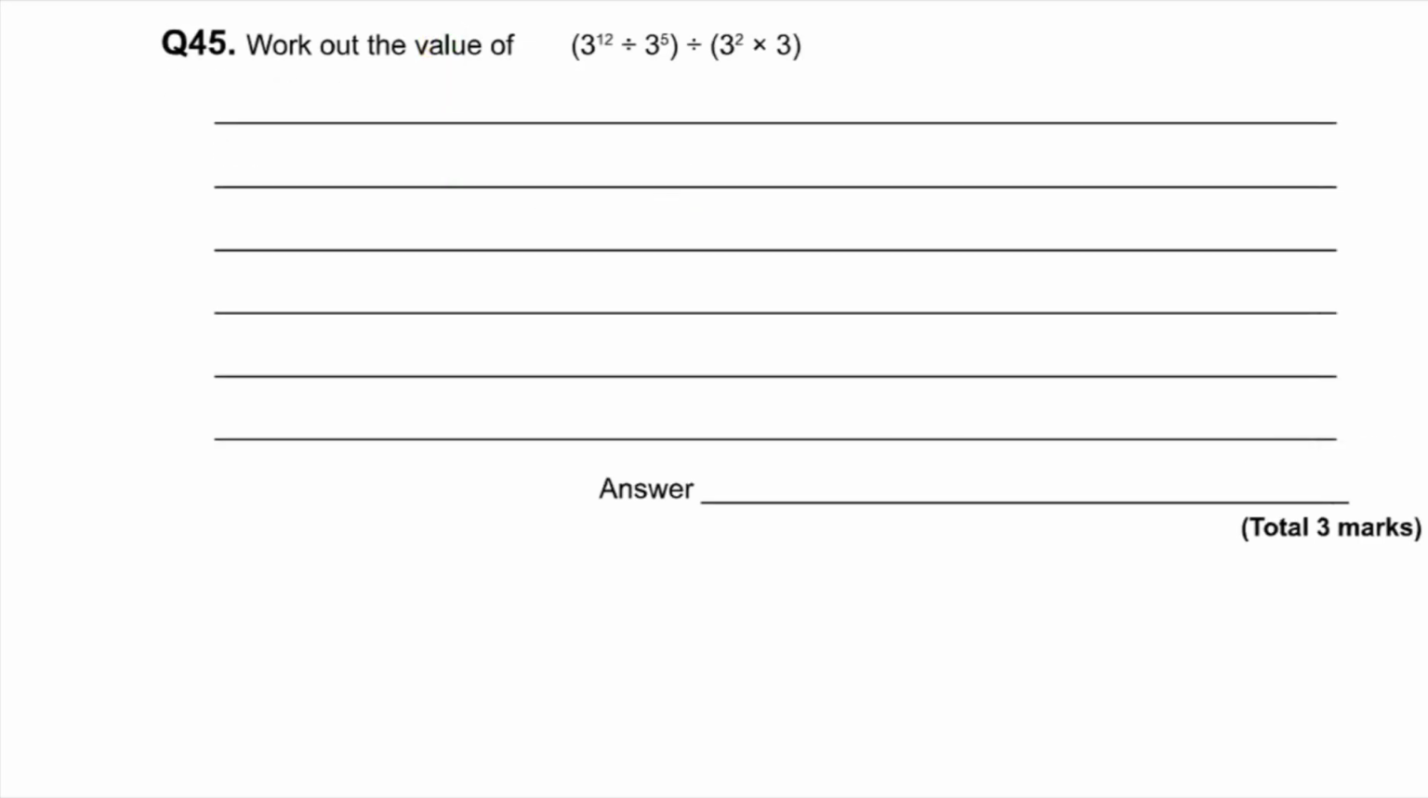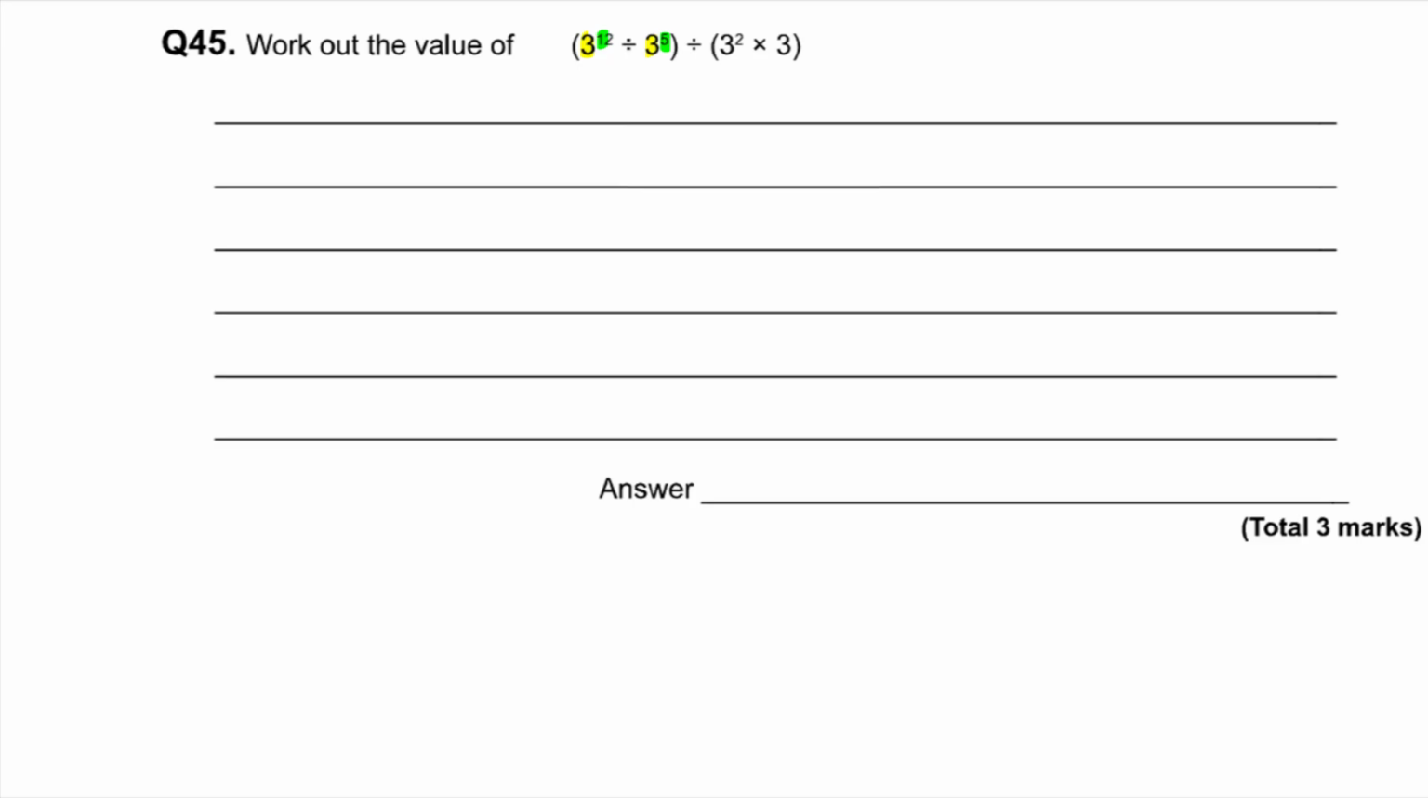Question 45. Work out the value of 3 to the power of 12 divided by 3 to the power of 5, divided by 3 squared times 3. This looks pretty horrible, but I think we're just going to take it part by part. So we're going to start with the left-hand bracket. I've got two numbers with the same base. I'm dividing them, so I'm going to be subtracting those indices from each other then, aren't I?